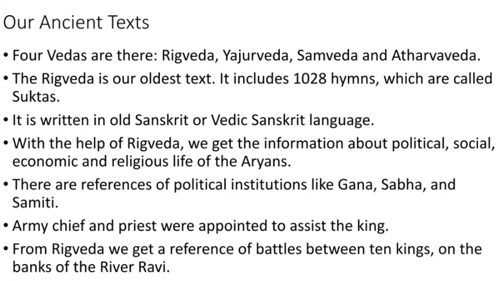With the help of Rig Veda, we get the information about political, social, economic and religious life of the Aryans. There are references of political institutions like Gana, Sabha and Samiti. Army chief and priest were appointed to assist the king. From Rig Veda, we get a reference of battles between 10 kings on the banks of the river Ravi.